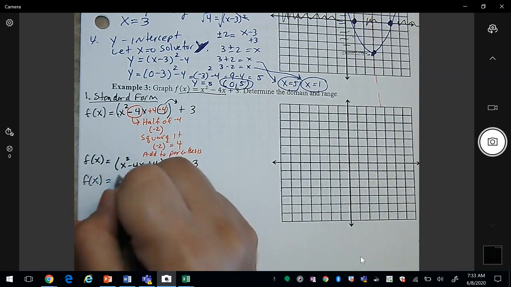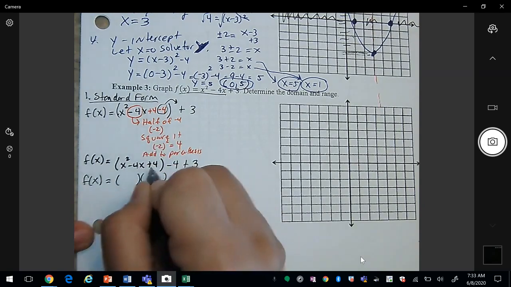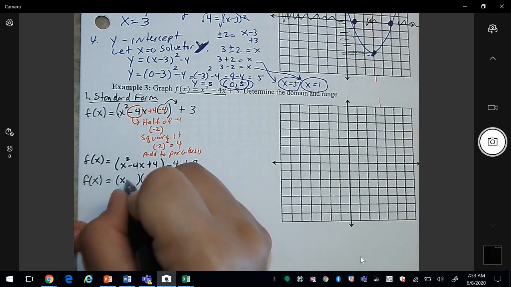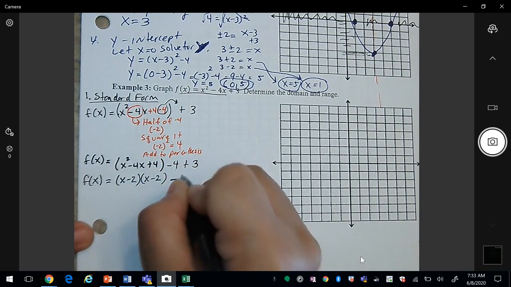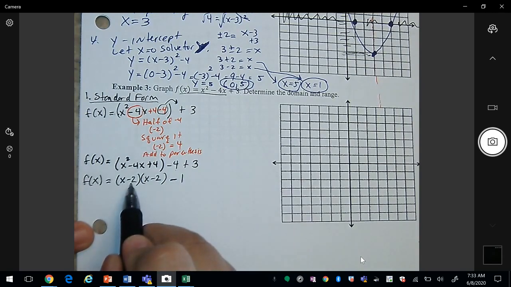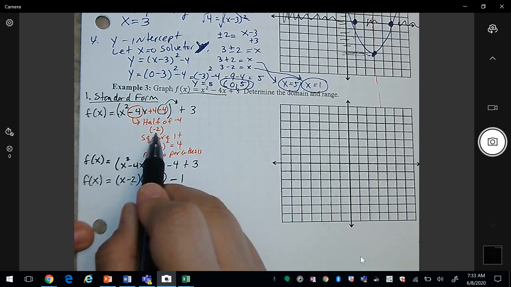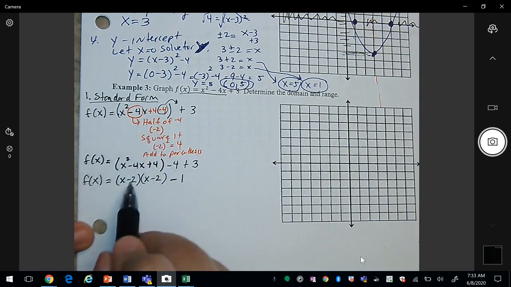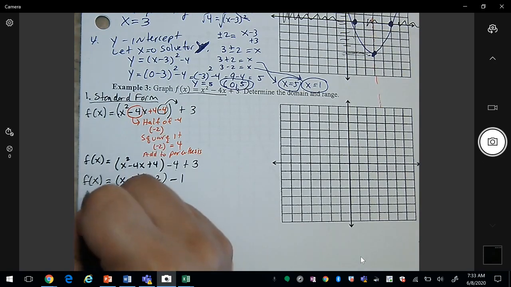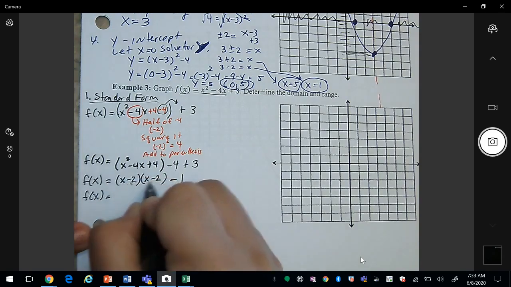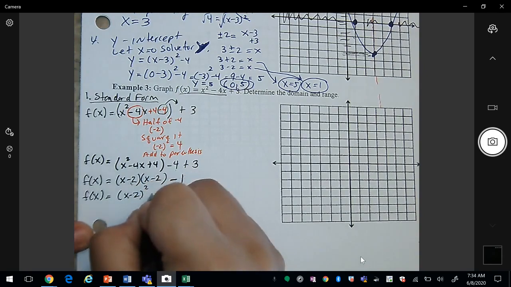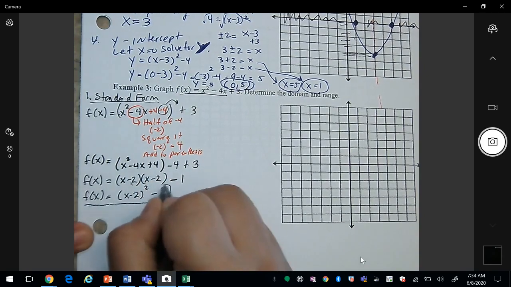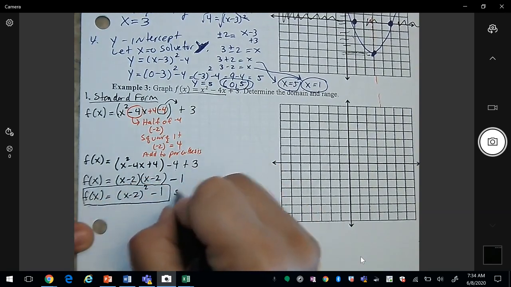By doing this, we can factor what's left. So in here, we're going to get x minus 2 and x minus 2. Negative 4 plus 3, negative 1. Notice here my minus 2 is actually what I get when I take a half. So that's a shortcut. Whatever you get half of here goes in this parentheses. Since I have two identical factors, I can write them as x minus 2 squared minus 1. So now your equation is in standard form.